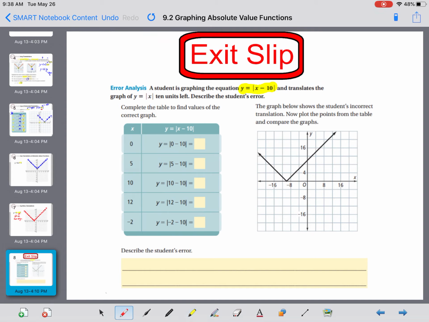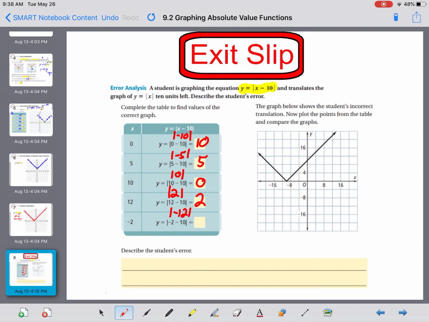Your exit slip. A student is graphing the equation y equals the absolute value of x minus 10. Complete the table to find the values of the correct graph. Well, 0 minus 10 is negative 10. But the absolute value of negative 10 is 10. 5 minus 10 is negative 5. And the absolute value of that is 5. 10 minus 10 is 0. The absolute value of 0 is 0.